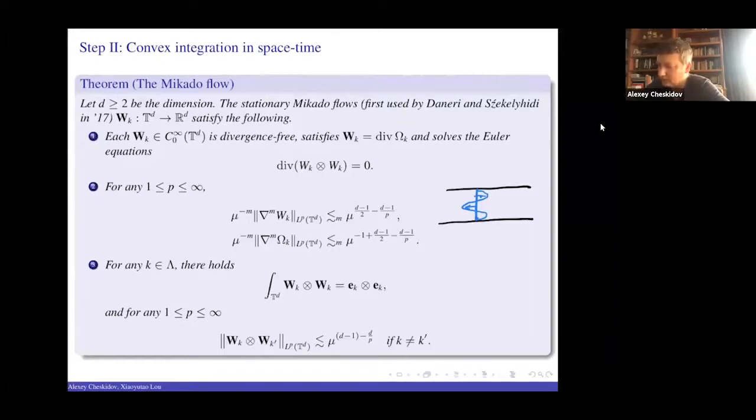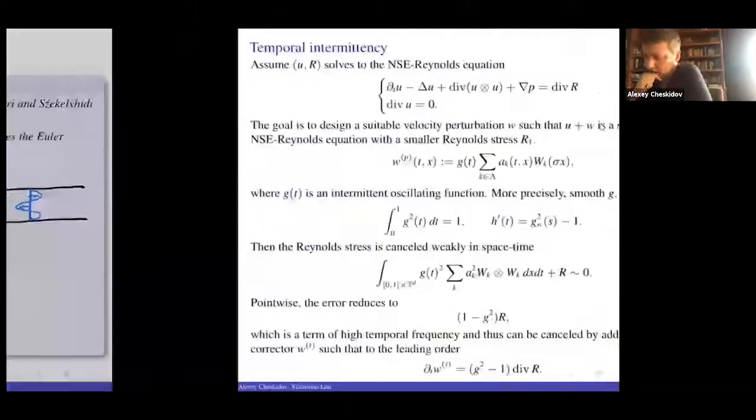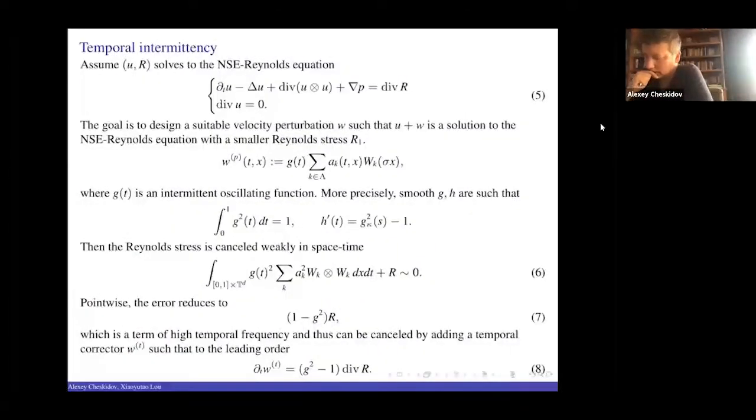The convex integration scheme, of course, is based on the idea that the building blocks can produce a backwards energy cascade. So high-low interactions can give you a zero mode, so can give you a constant, and then one can basically spread this constant using a geometric lemma to kill the Reynolds stress that sits on low modes. Okay, so temporal intermittency. Now we are going to be solving the Navier-Stokes Reynolds equations.